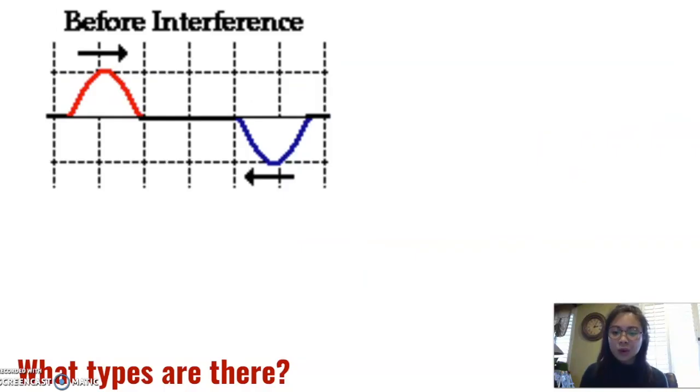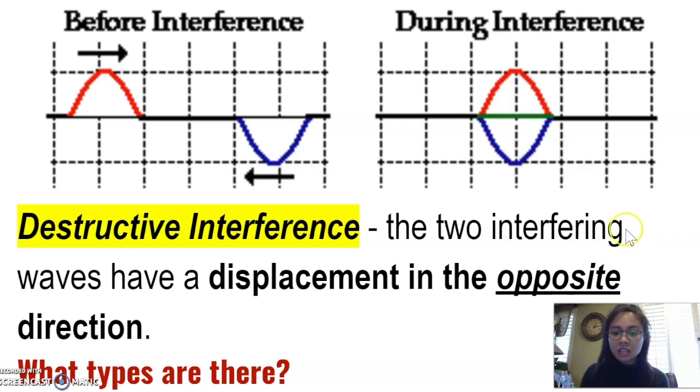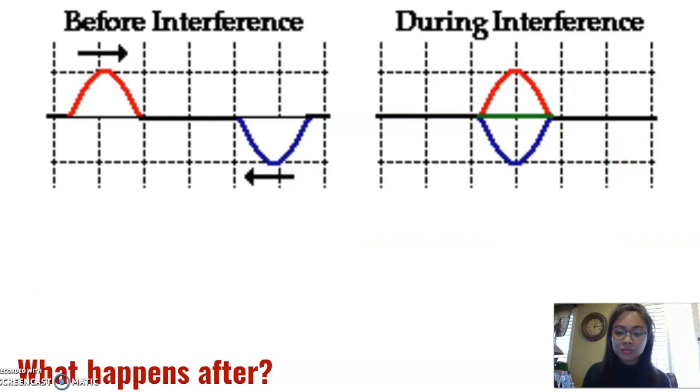What happens if one interfering wave has a positive displacement, like the one in the red, and the other, like the one in the blue, has a negative displacement? This is something known as destructive interference. The displacements of the two interfering waves are in opposite directions. The result of this is seen in the green line. If the two waves have the same amplitude, the waves will destroy each other and in fact will cancel out.